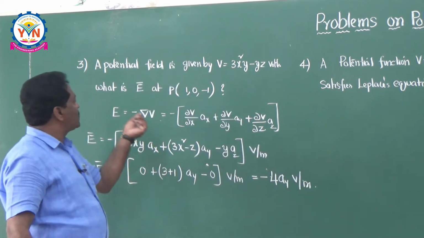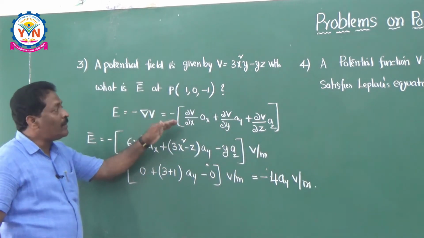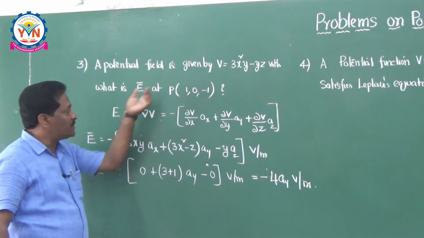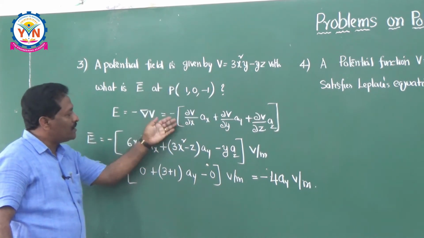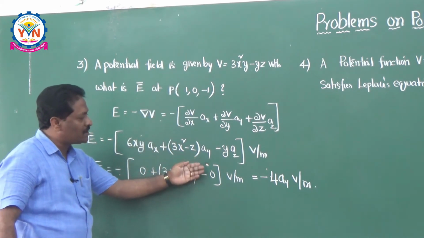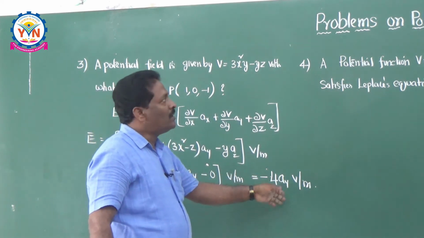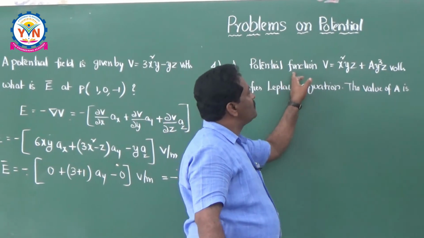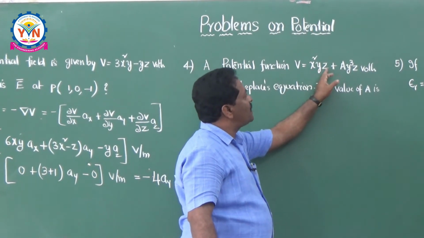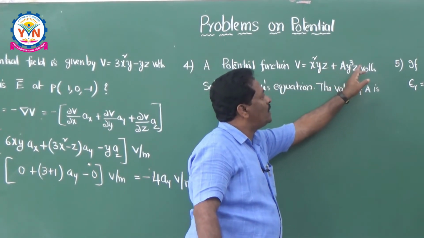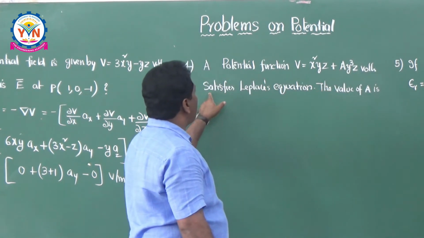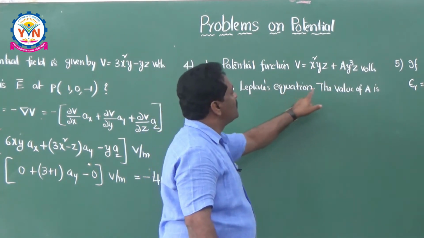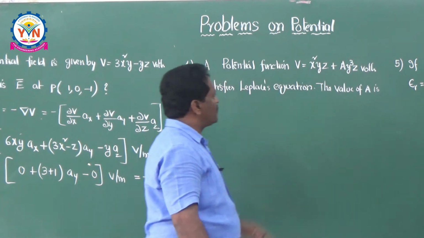So, if you know the relation between E and V, the problem is given in the Cartesian coordinate system, that's why E is equal to minus del V. Just do small differentiations, you are going to get the answer. So, come to this problem. A potential function V is equal to x square yz plus a into y cube into z volts satisfies Laplace's equation, the value of A is.